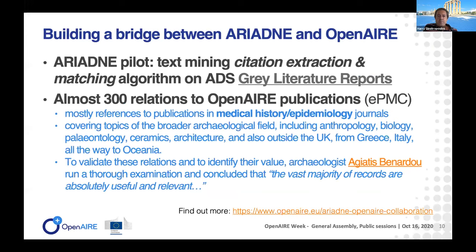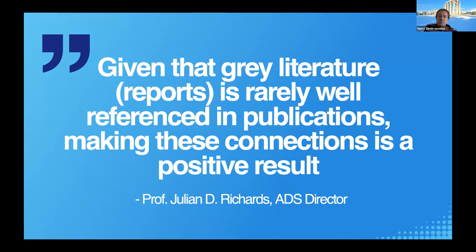Well, in the previous project, there was a very small pilot where we developed text mining, citation extraction, and matching algorithms, which was run on Archaeology Data Service gray literature reports. These are excavation reports. And we only tested it on medical history and epidemiological journals, so PubMed kind of repositories. But even there, we found 300 relations covering broad archaeological fields like anthropology, paleontology, ceramics, and so on and so forth. These were validated by an archaeologist, who said that the vast majority of records were absolutely useful and relevant. And even the director of ADS, Professor Julian Richards, said that given that gray literature is rarely well referenced in publications, making these connections is a positive result. So that went very well.